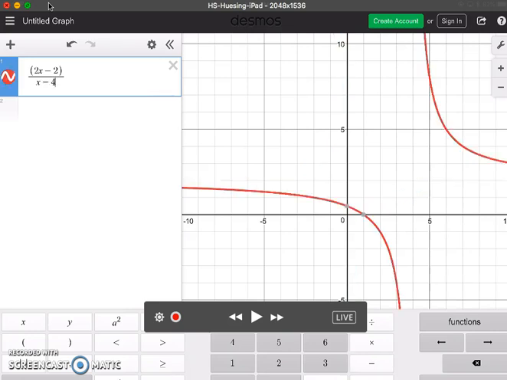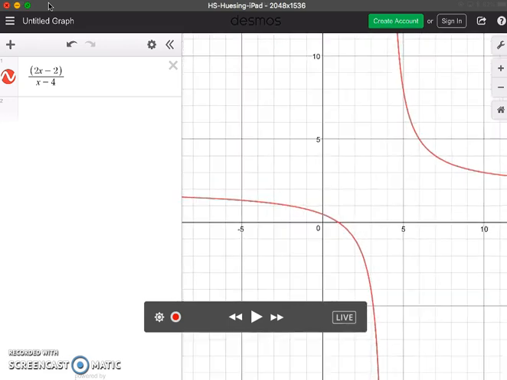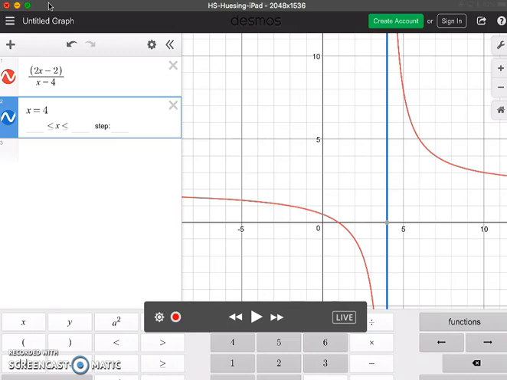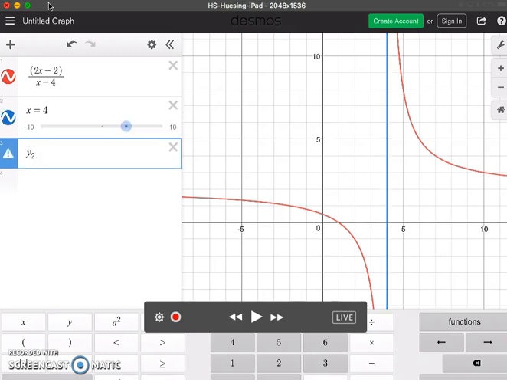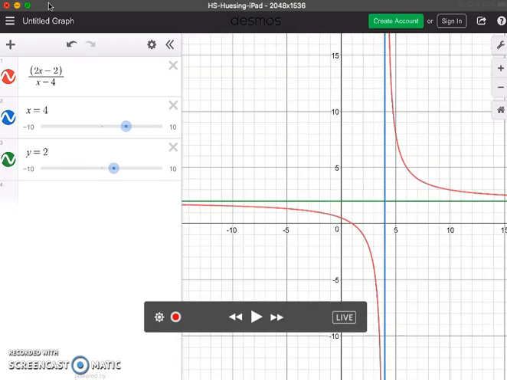So here's this graph here. And now it's asking us to come up with some asymptotes. Well, let's see. It looks like this vertical one is at 4, and then a horizontal one at 2. And I could check that. Let me see. X equals 4. Yep. And let's try y equals 2. Yeah, so it looks like it never crosses those.